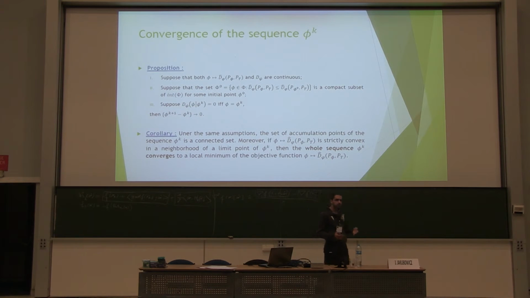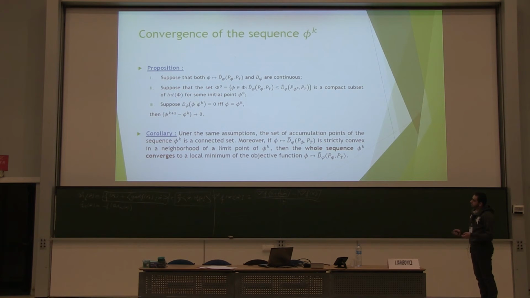In the second part, in some applications, it's important to know some information about the sequence phi k. Will it converge, and towards what? For this to happen, more assumptions are needed. So continuity and compactness of Phi 0 are the same. However, we need to add an identification property of the distance-like function, that it equals 0 if and only if the two coordinates are equal. The problem is this assumption does not hold for mixture models.